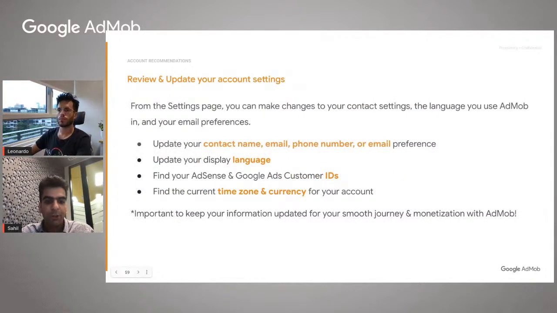You can also find useful information and update any of the account settings, including your pub ID, AdSense customer ID, Google Ads customer ID. Please visit your account settings, sign in to your AdMob account, and click settings in the sidebar. This would allow you to make all the changes which you want to make in your AdMob account, like updating your name, email, language, time zone, currency, and so on.